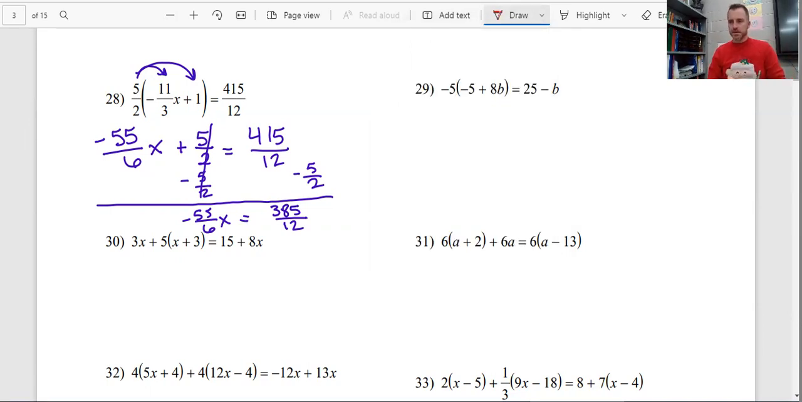So what I'm going to do is this x is being divided by a 6. So I'm going to do the opposite and I'm going to multiply by 6. The opposite of dividing, multiply. That will cancel that 6 out. It divides out. 6/6 is 1. Okay, now I need to also multiply by 6 on the right. I get -55x equals 385/2.